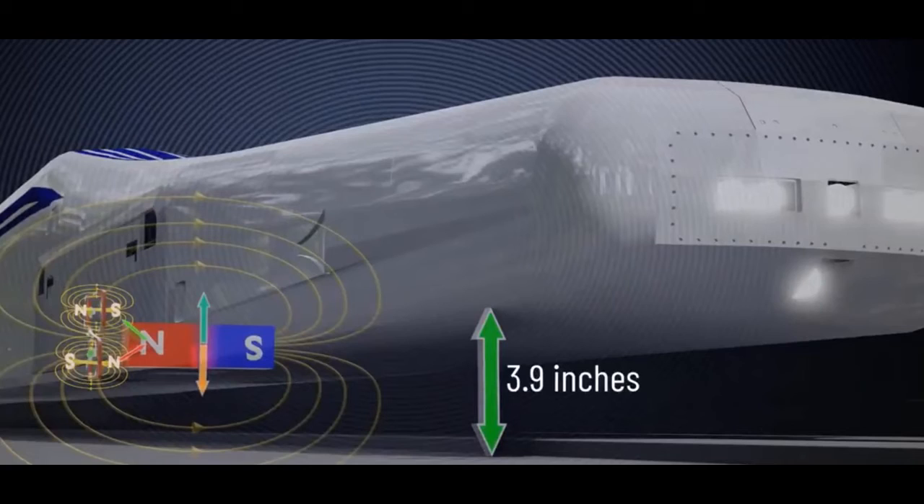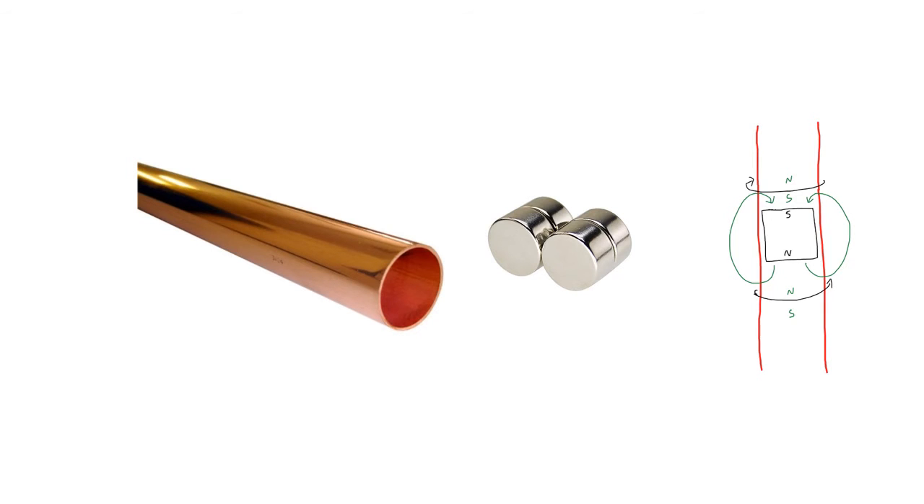So let us see how we can demonstrate this Lenz's law in our laboratory. Our demonstration of Lenz's law involves a very simple setup. We just have a copper pipe and some magnets which we will drop through the pipe. So on the right hand side, I'm showing you the cross section of this experimental setup.